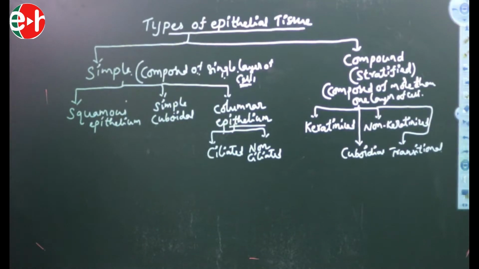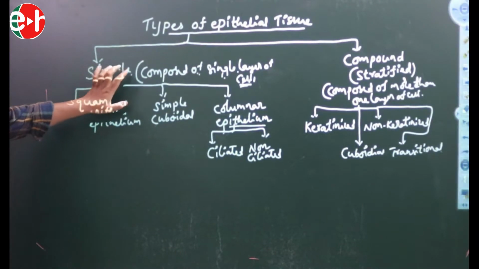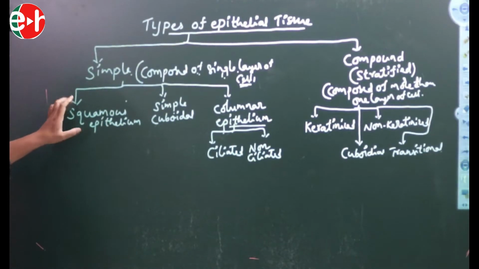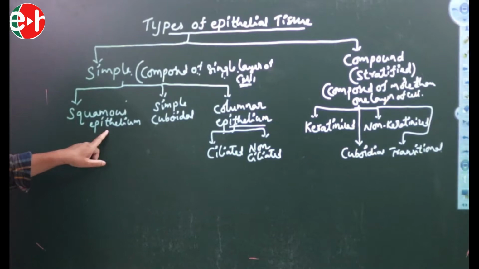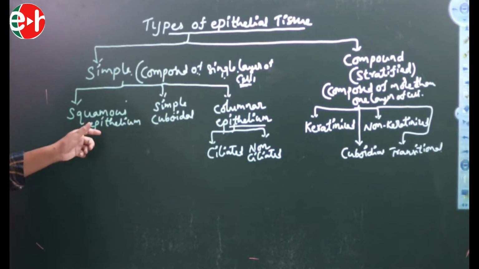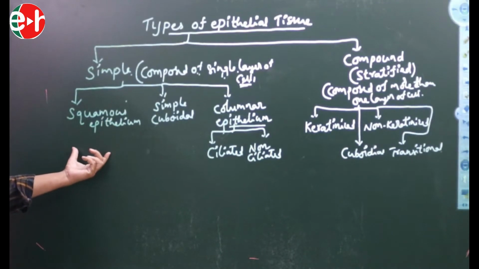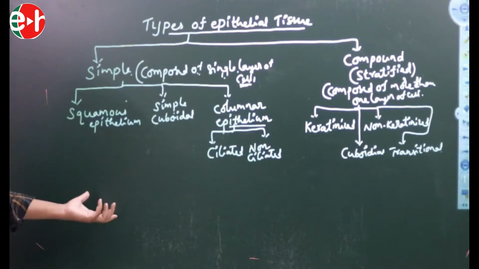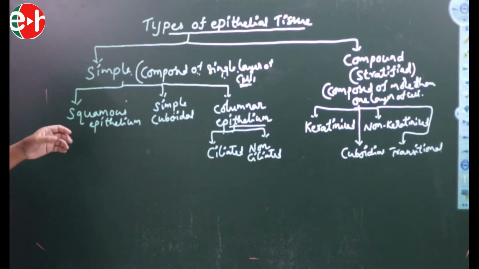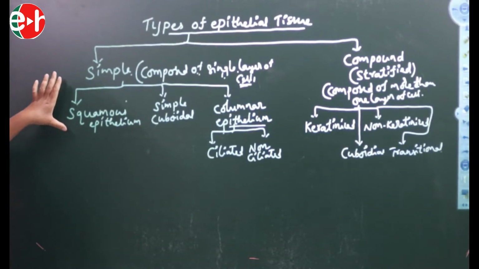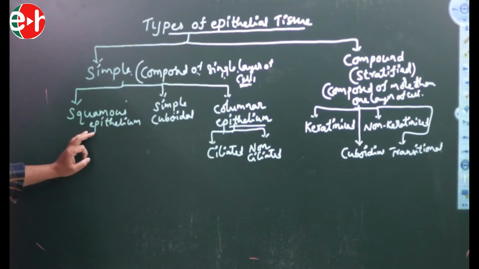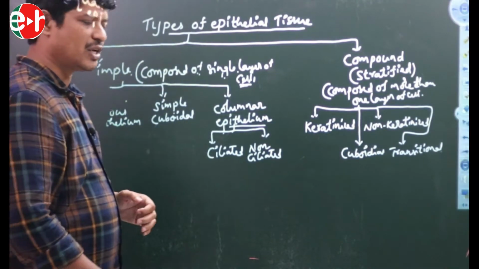This is epithelial tissue. Now we are going to discuss the simple epithelium. It is composed of a single layer of cells. You are going to learn the shape of the cells, the exact location of the nucleus in the cell, and where these simple epithelial tissues are found. While learning simple epithelium, everyone should learn the location of the tissue, the shape and structure of the tissue, and the nucleus shape also.